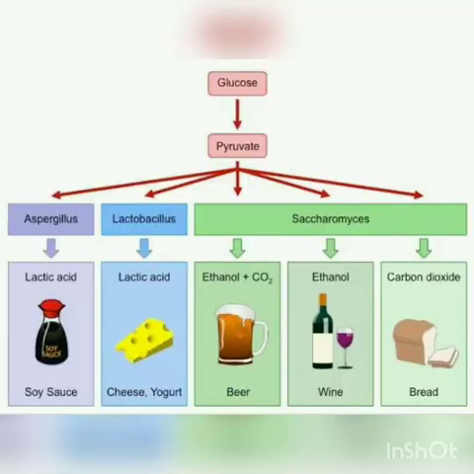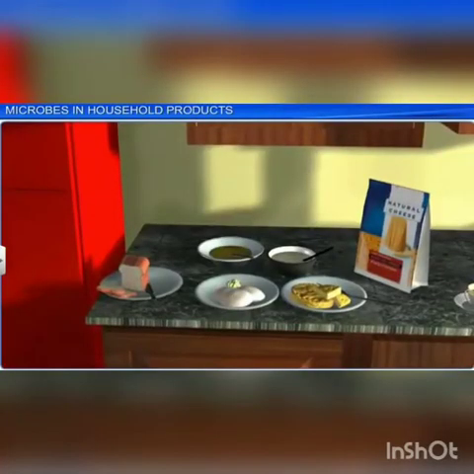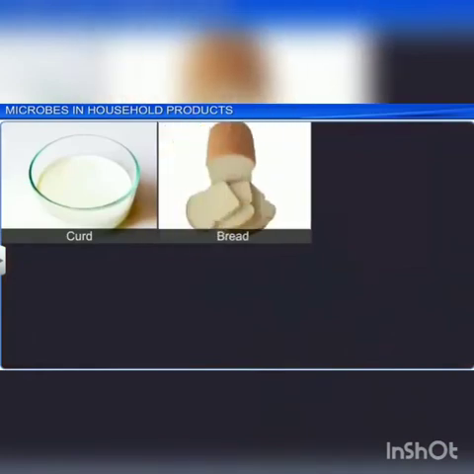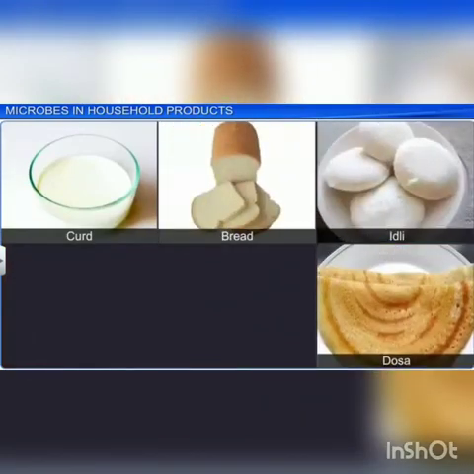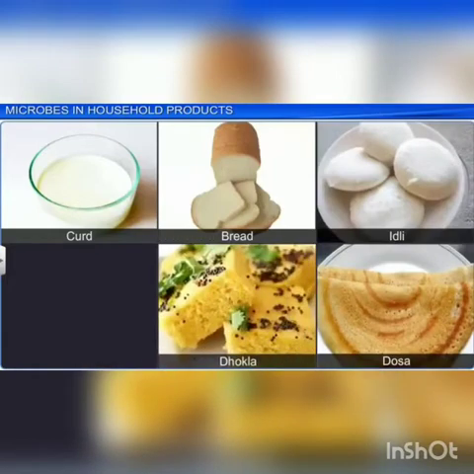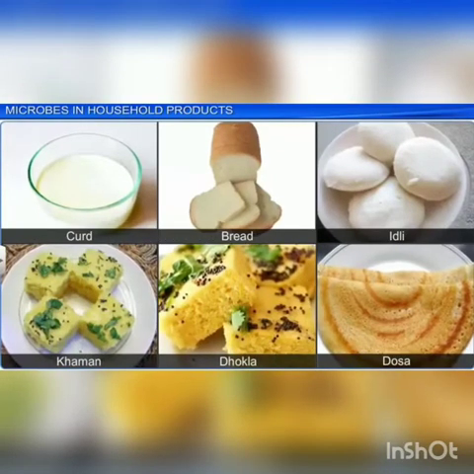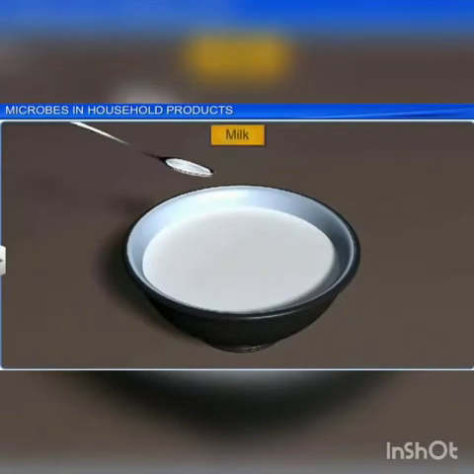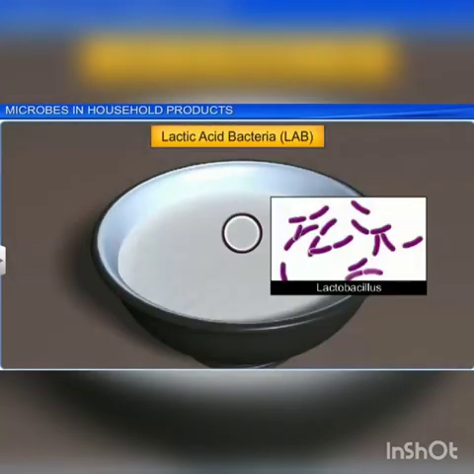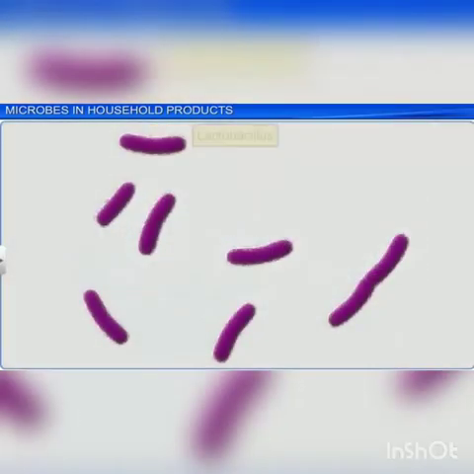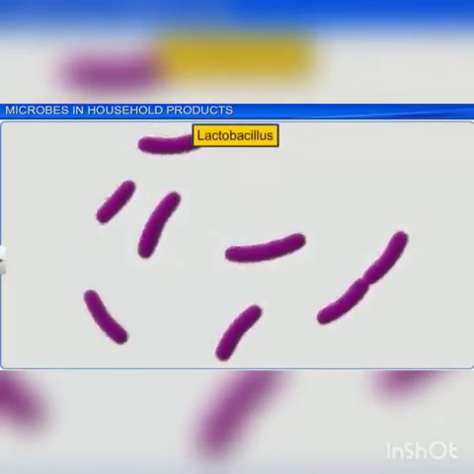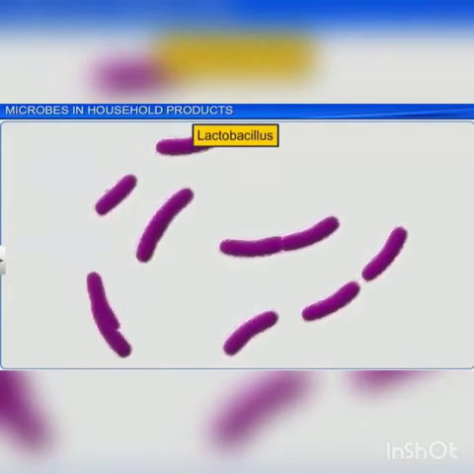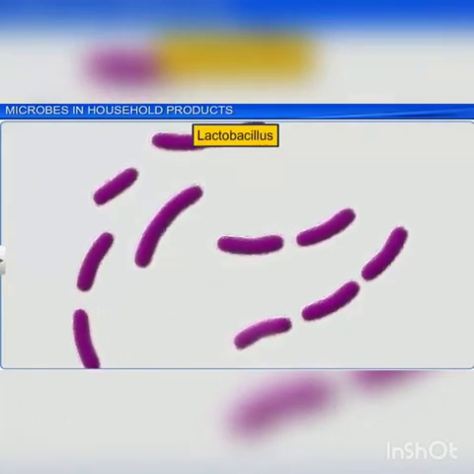We will discuss some of the microbes in household products. In everyday life, microbes and their products are used in the preparation of idli, dosa, cheese, curd, yogurt, dough, bread, vinegar, etc. Bacteria like Lactobacillus acidophilus, Lactobacillus lactis, and Streptococcus lactis are commonly called lactic acid bacteria, LAB. So these are probiotics. Probiotic means which is useful, which checks the growth of pathogenic microbes in the stomach and other parts of the digestive tract.